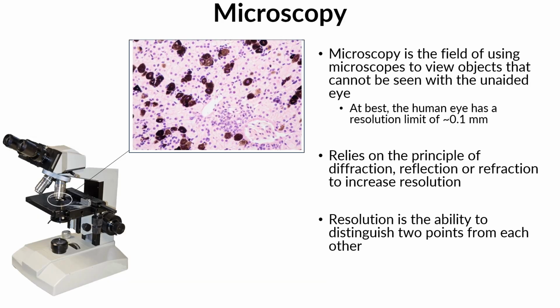Microscopy is the field of viewing objects that cannot be seen with the unaided eye. At best, the human eye has a resolution limit of around 0.1 millimeters, and microscopy generally relies on the principle of diffraction and reflection to increase resolution. Resolution is broadly defined as the ability to distinguish 2 points from each other.